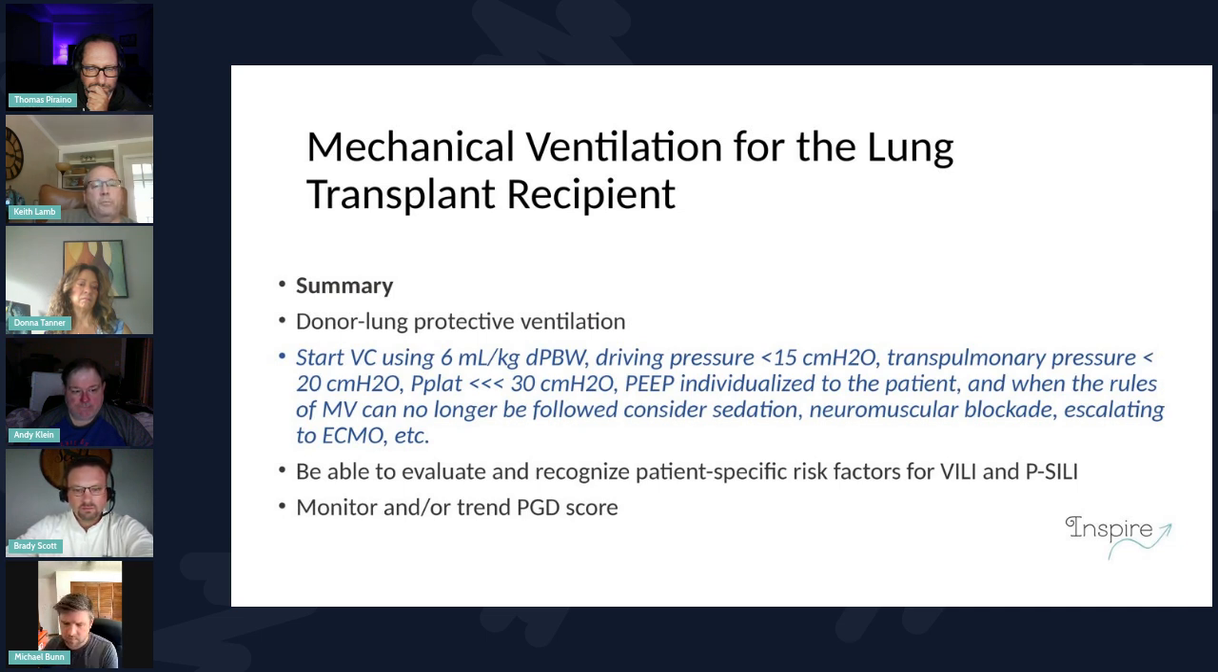So my question to the group would be, if P-SILI is potentially a problem, and the lungs they receive are smaller than their native lungs, and this post-graft issue is a problem, how does any of this play into individualizing the ventilator support for a lung recipient, if it does at all?